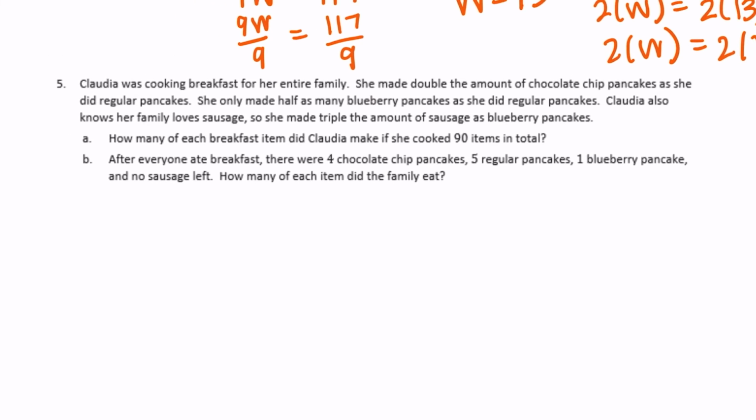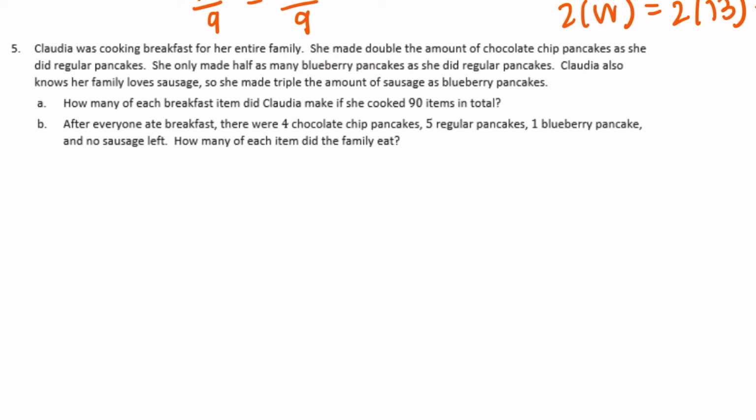All right, Claudia was cooking breakfast for her entire family. She made double the amount of chocolate chip pancakes as she did regular pancakes. She only made half as many blueberry pancakes as she did regular pancakes. Claudia also knows her family loves sausage, so she made triple the amount of sausage as blueberry pancakes. How many of each item did Claudia make if she cooked 90 items in total?